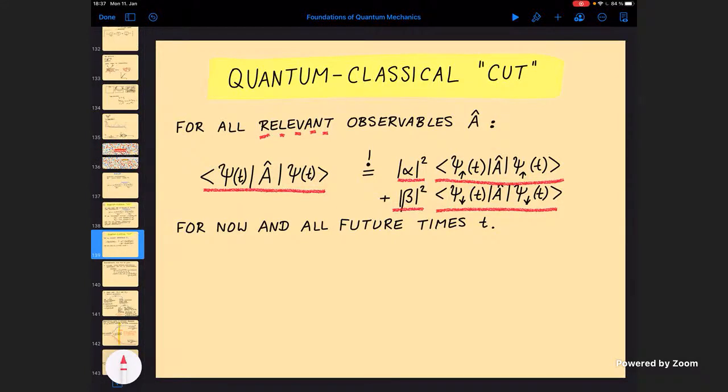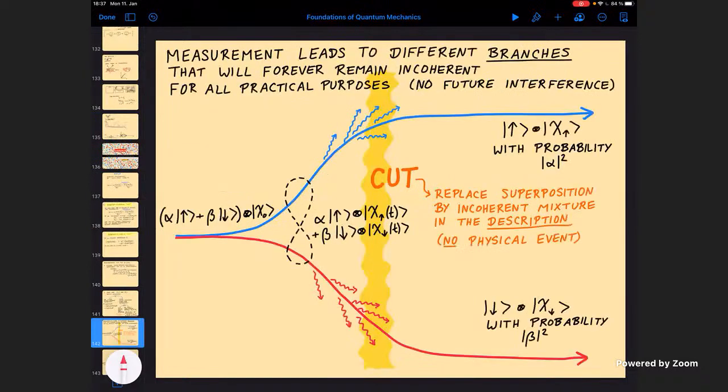Okay, so now I want to summarize it. If we now review the situation that we discussed, what have we gained?